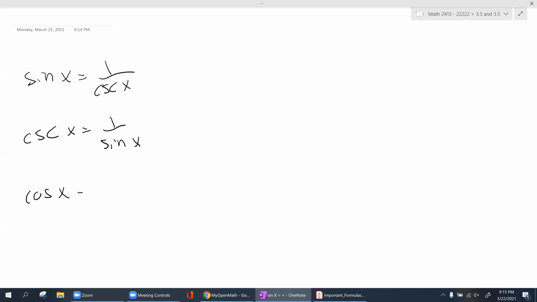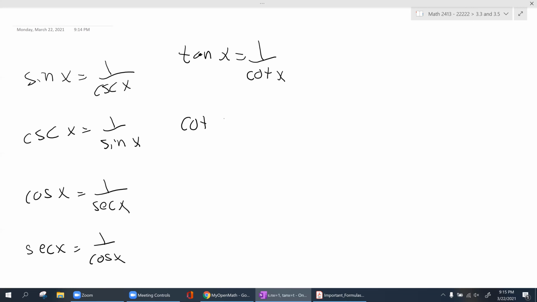One thing I needed us to remember, I was going to send you all this sheet as well. These are my reciprocal identities, right? Sine of x is 1 over cosecant of x, and cosecant of x is 1 over sine of x. Cosine of x equals 1 over secant of x, therefore secant of x is equal to 1 over cosine of x. Tangent of x equals 1 over cotangent of x, and cotangent of x equals 1 over tangent of x.